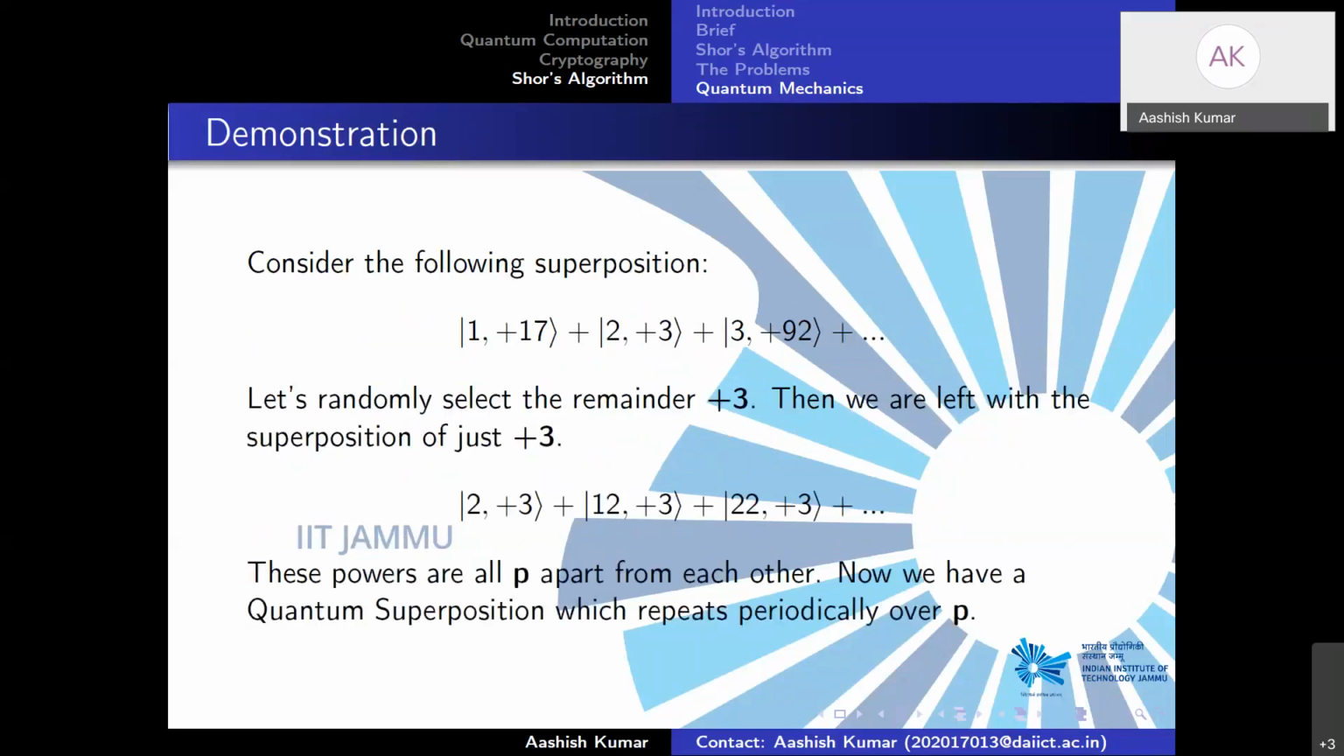So to demonstrate that, there is an example. Consider the following superposition, in which I'm feeding these values as a superposition to the function. If we randomly select the remainder plus 3, which is the middle term in this demonstration equation, then we are left with the superposition of terms which only have the remainder plus 3. So we can see that only these terms are left now. These parts are all P apart from each other. What I mean by this is that P would be a period for the superposition now.